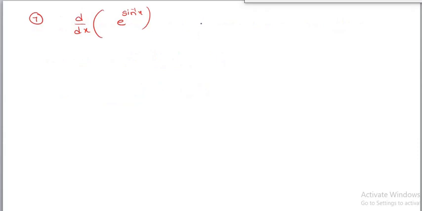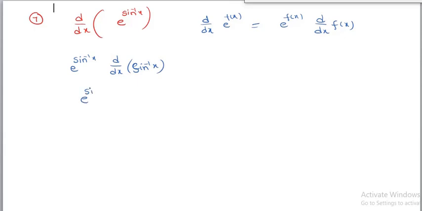So d by dx of e power sin inverse x is of the form e power f of x, which is e power f of x times d by dx of f of x. So e power sin inverse x times d by dx of sin inverse x. The derivative of sin inverse x is 1 by root of 1 minus x square. So the answer is e power sin inverse x by root of 1 minus x square. Write it down. Next problem.